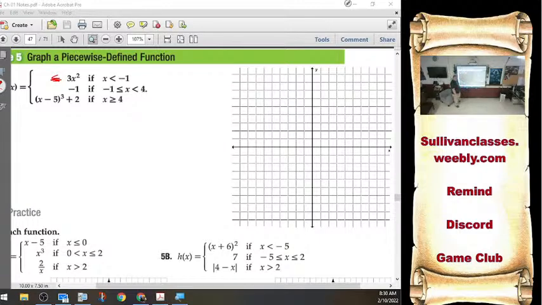3x squared. Where's my vertex? 0, 0. And from there, I'll use my perfect square steps, headed north, but 3 times as tall. So over 1, up, not 1, 3. Over 2, up, not 4, 12.